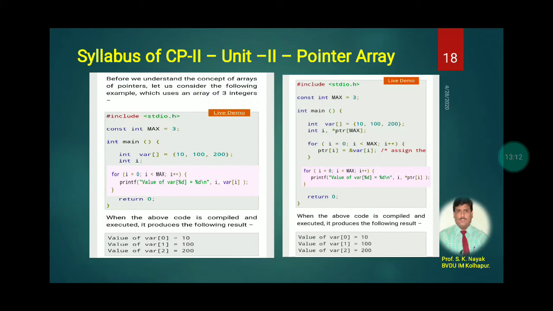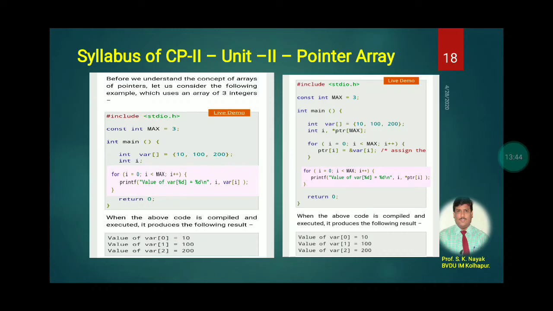Now clearly you can see we have included stdio.h and constant int max equal to 3, as it is in the left side slide. Now in int main function, within main we are declaring an array, int var of array, where we have to store 3 values consecutively: array of 0 will be 10, array of 1 will be 100, array of 2 will be 200. So the 3 elements of the array var will store 3 values. Now this is the important line.